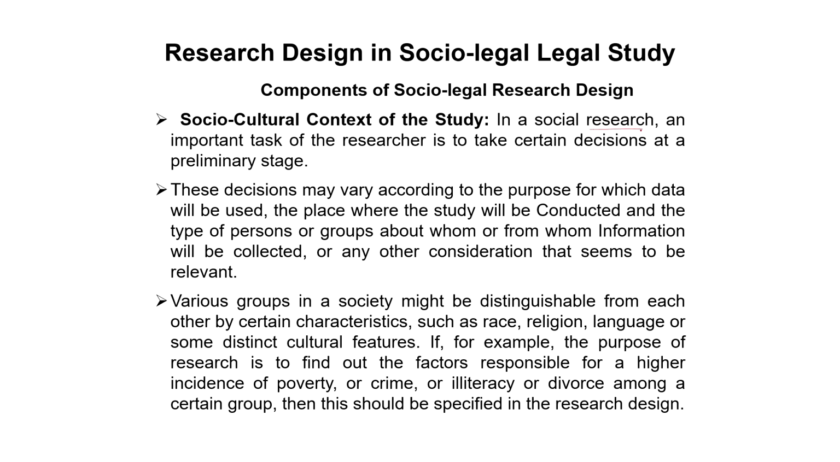So, in a social research, an important task of the researcher is to take certain decisions at a preliminary stage. Now, what are these decisions? He has to decide the place where he wants to conduct his study, the type of person or group about whom and from whom he wants to collect the information, and then he has to see what the various groups in society are which might be distinguishable from each other by certain characteristics such as race, religion, languages, and maybe some distinct cultural features, etc.